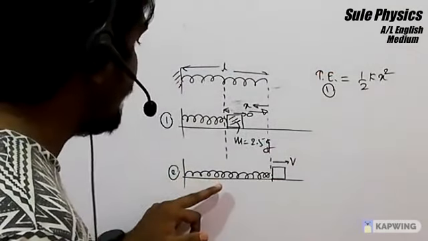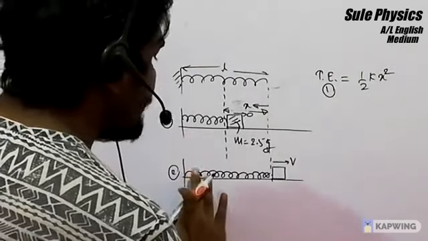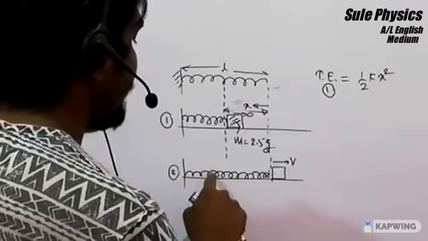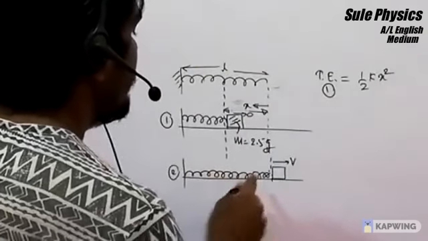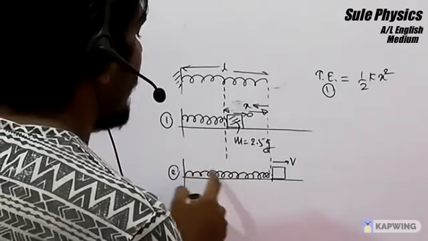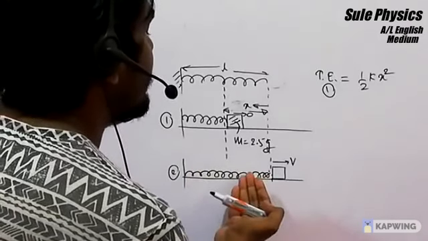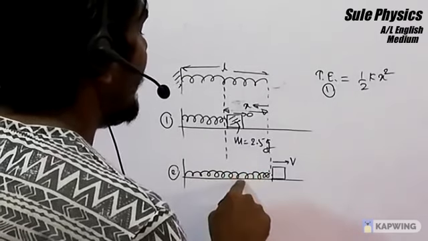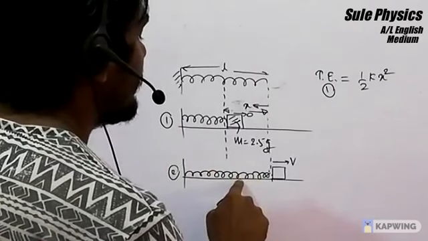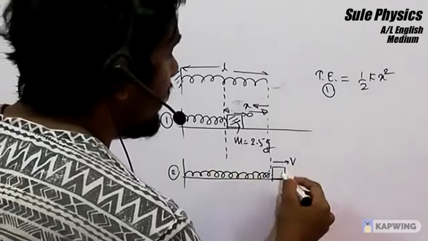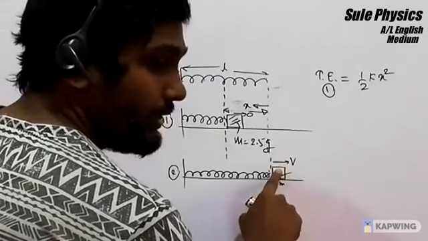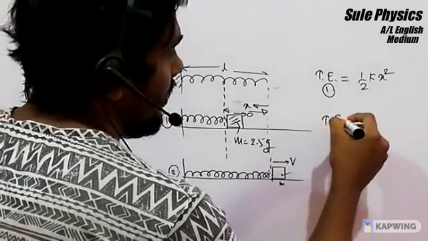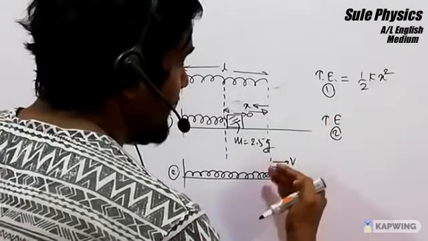Now we'll go to system 2. Now the spring is back to its natural length. When it is back to its natural length, that means the spring isn't deformed. The spring is not deformed, so there is no elastic potential energy. But look at this mass. Now this mass is moving. As a result, this mass has kinetic energy. Now I'm going to find the total energy of system 2.